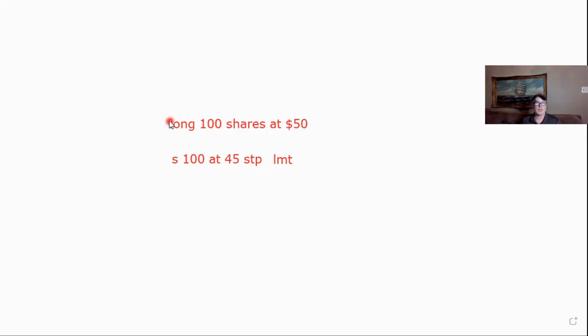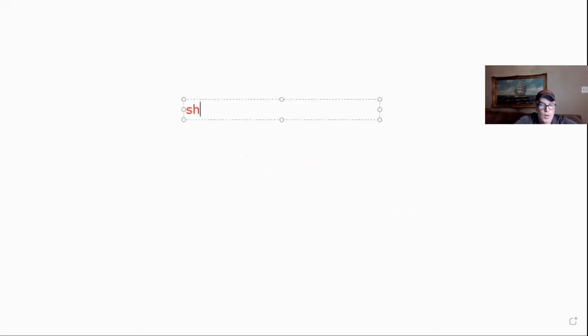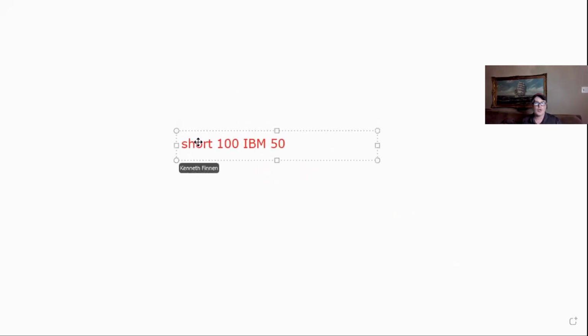Now, the other side of this, let's erase this. It's weird using my couch as a mouse, but whatever. Okay, so now let's say you're short, which means you want it to go down. Short 100 IBM at 50, I'll do a little better this time. You're short it, you really want the stock to go down, but you're afraid it's going to go up.